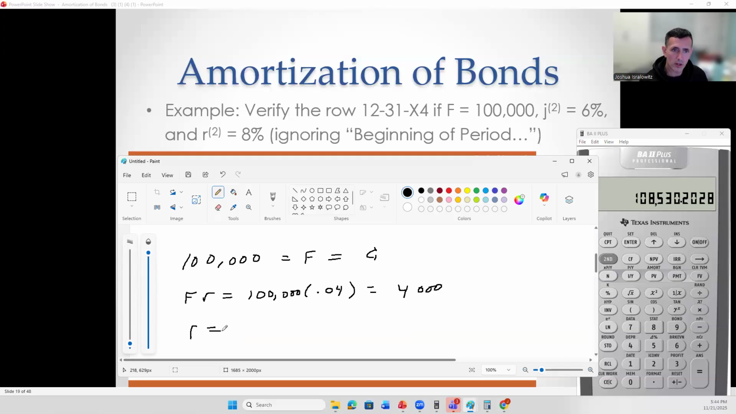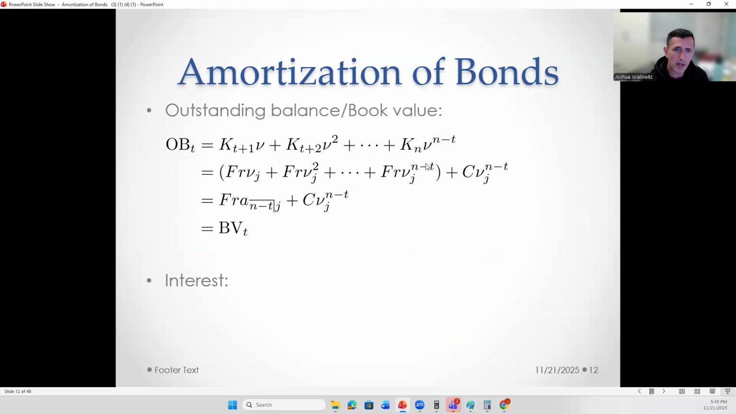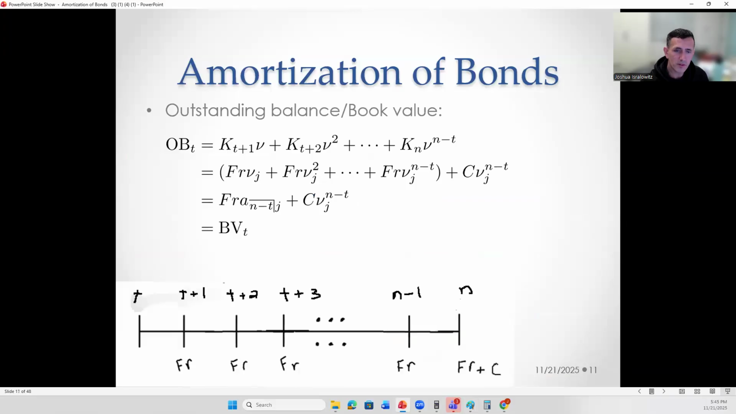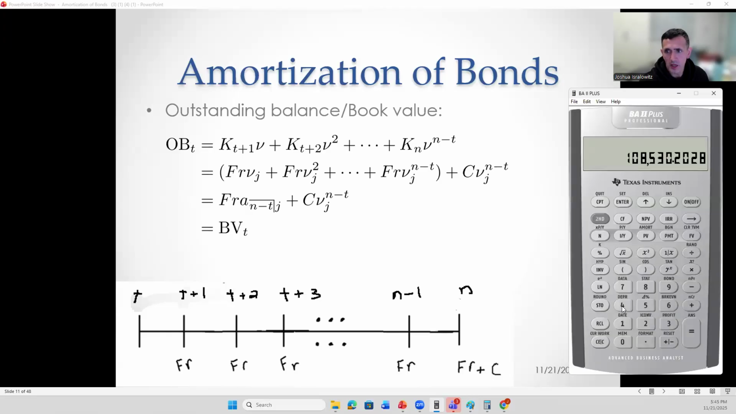So R is 0.04, and lastly J is 0.03, and n is 10. So let's get the book value. Here FR is 4,000, redemption is 100,000. The easiest thing is to get the present value as a time diagram rather than just use the formula. So I'll do that actually.